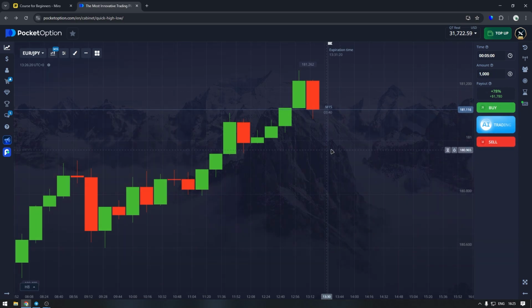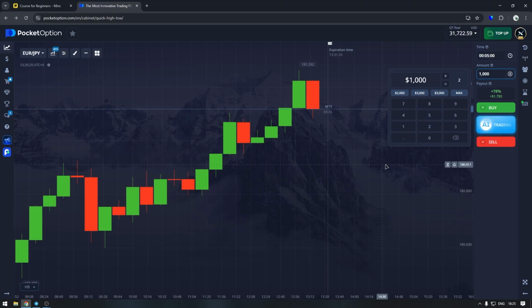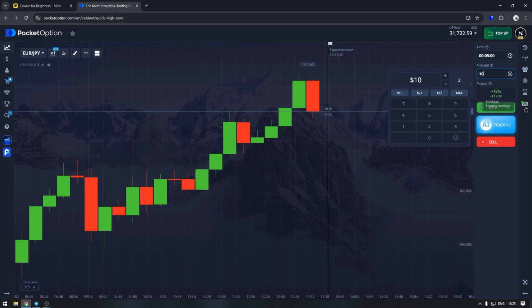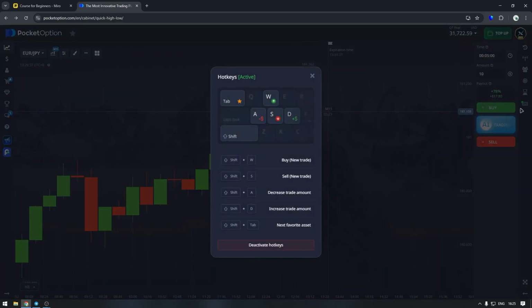Here it is. Configure preset amounts. You see amounts of $1,000, $100 or $10, and here other presets of amount. Then activate hotkeys. So here are the hotkey settings, and you can deactivate or activate them. I suggest you activate them.